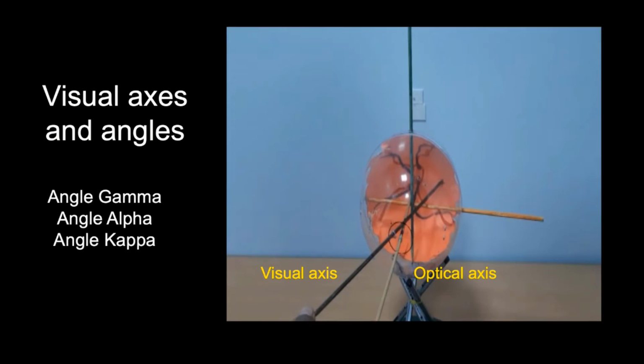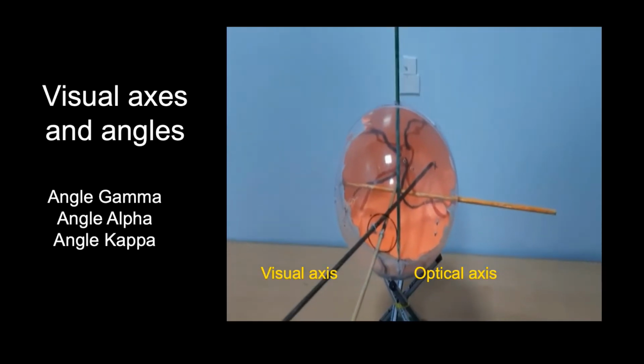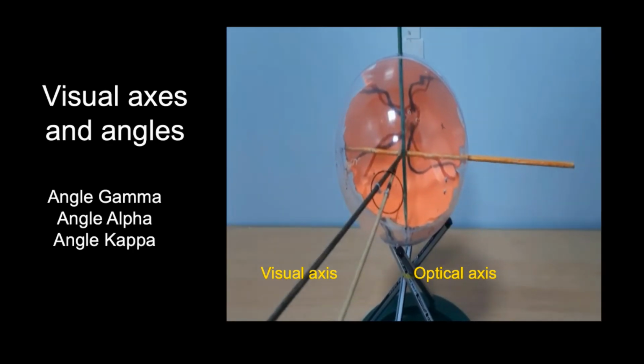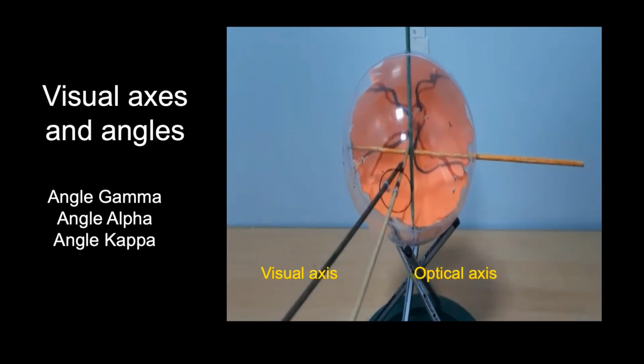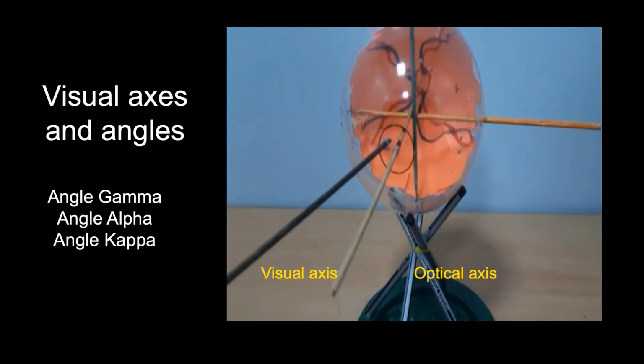The stable stick will be the optical axis. The movable stick, which is the visual axis, first goes towards the fovea, and as it is brought anteriorly at the first black point at the center of rotation, it demonstrates the gamma angle. Then, with the nodal point, it forms the alpha angle, and at the pupillary axis, it forms the angle kappa.